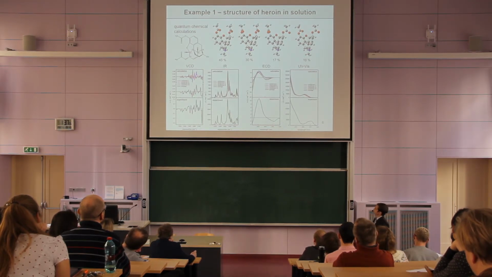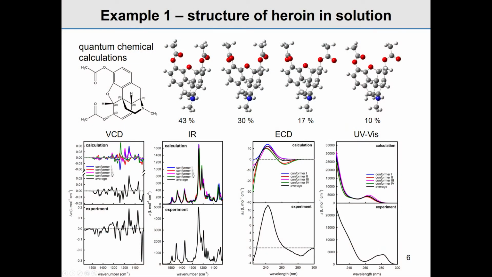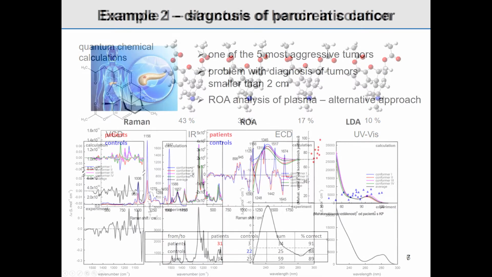Please note the difference between the conventional IR spectra of individual conformers and VCD spectra. You can see that the conventional spectra really don't differ much. On the other hand, VCD spectra are very different, mainly in this region. So that's the sensitivity of chiroptical methods to changes in three-dimensional structure.